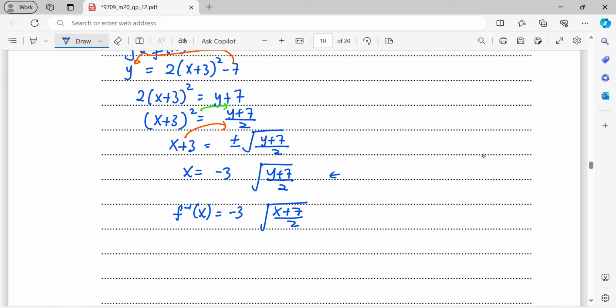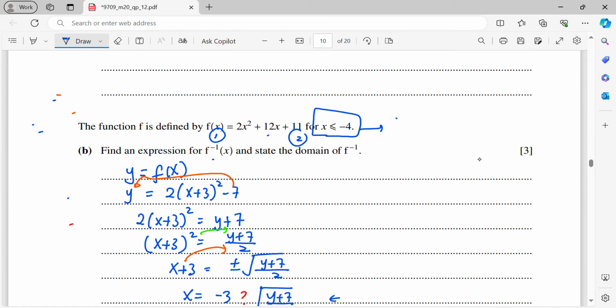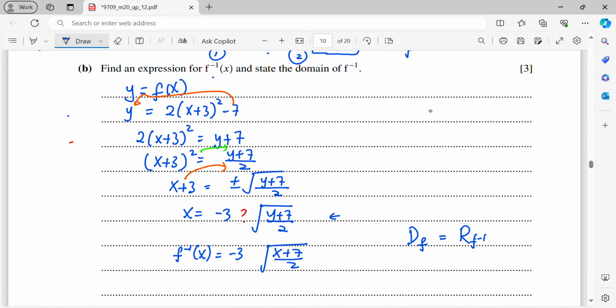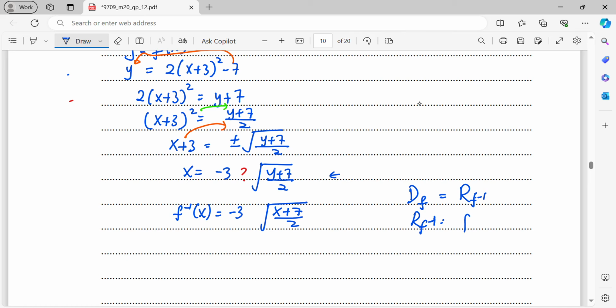Now to decide whether the middle is plus or minus, use the concept of domain f equals to range f inverse. So this is our domain f, right? Because domain is referring to the x values. So now I will say my range f inverse. So you just copy the result, means you copy this less than or equal to minus 4, but then you change the x into the f inverse. So I will write f inverse less than or equal to minus 4.